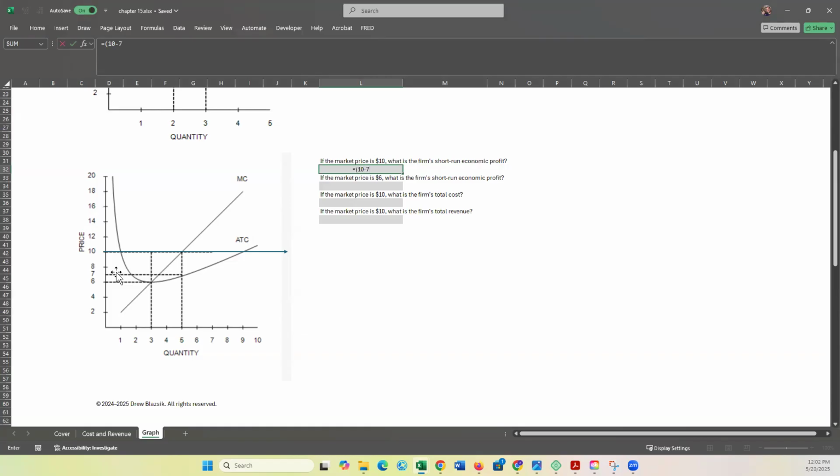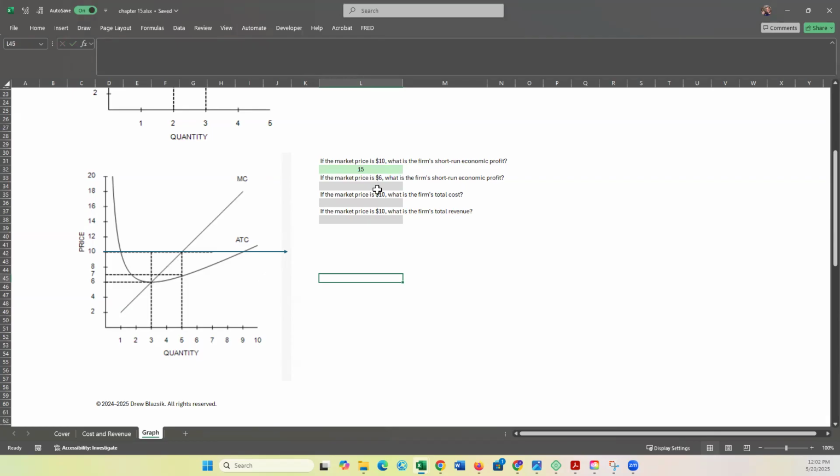So what I'm going to do is go minus 7. It's $3 we're making per unit, right? That's what I'm receiving on average. Let's go down to the average total cost curve. That's what it costs me on average. So what's the point of the marginal cost curve? That's our supply curve. It shows how much you're going to produce. Five units. So now if we want to find out our economic profit, I'm going to multiply that times the quantity, 5. So if it's at $10, we would make a short run economic profit of 15.